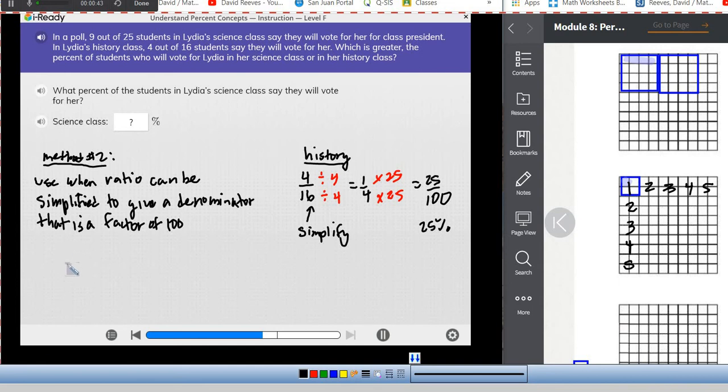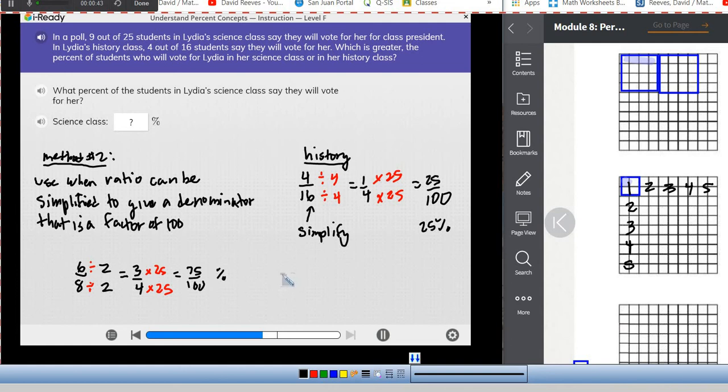So say we had 6 eighths. 8 does not go into 100 evenly, but if I divide both of those by 2, what do I get? I get 3/4. And then again, we can multiply both of those by 25, and we would see that 6 eighths becomes 75 over 100, which is 75%.